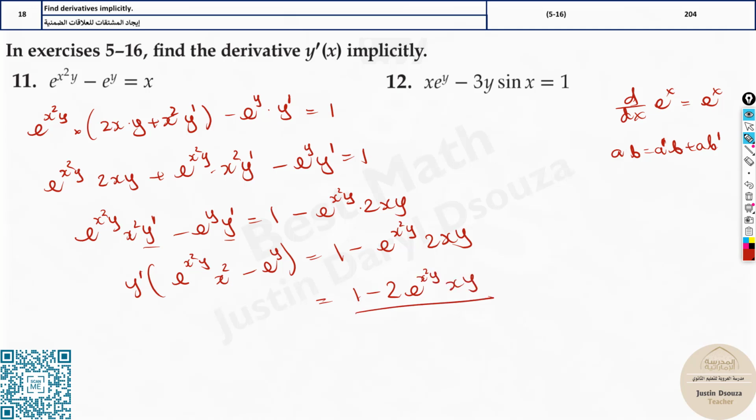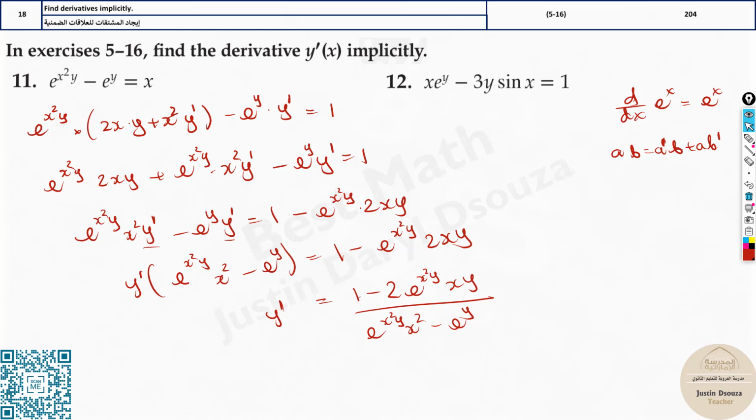Now in the writing exam you can leave this over here. It's all correct, it's fine. And this one will be e^(x squared y) (x squared minus e to the power of y), and over here we have y prime. This would be the final answer. There might be variations similar over here. You can have this minus sign removed here and there, but as long as you understood how to derive and rearrange, that is more than enough.